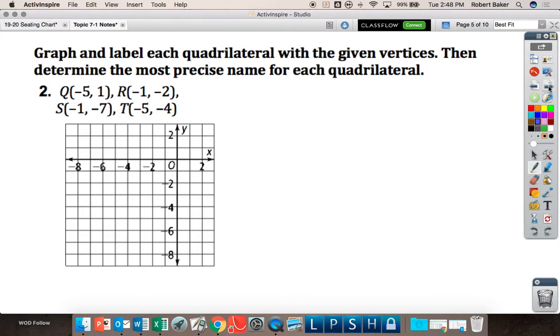I have not done this correctly all day. Please make sure that you're labeling your points as you plot them. That's pretty important.